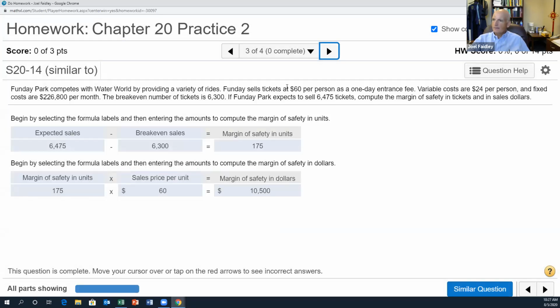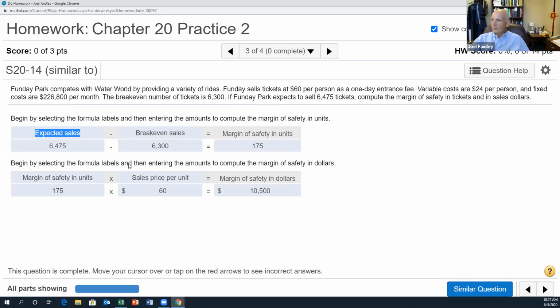Fun day sells tickets at $60. Variable cost 24, fixed cost 226,800. Break even number of tickets is 6,300. They expect to sell 6,475. So 6,475 minus my break even, that's my margin of safety. That's what I expect to sell based on my budget. And we've already calculated what the break even is. You can do that yourself if you want to. The information's there.